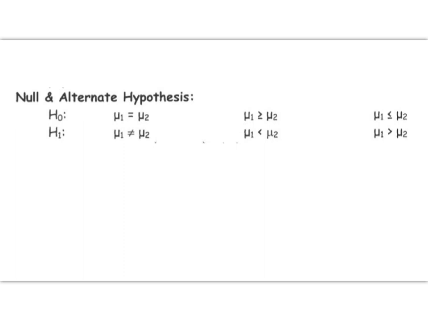All right, so when we're setting up our null and alternative hypotheses for independent means, they're a little bit different than for the dependent means. They're more like the independent proportions. We're checking mean 1 against mean 2. The null hypothesis has to have the equality sign. So it could be mean 1 is equal to mean 2, mean 1 is greater than or equal to mean 2, or mean 1 is less than or equal to mean 2. And then my alternative is that they're not equal, that mean 1 is less than mean 2, or that mean 1 is greater than mean 2.